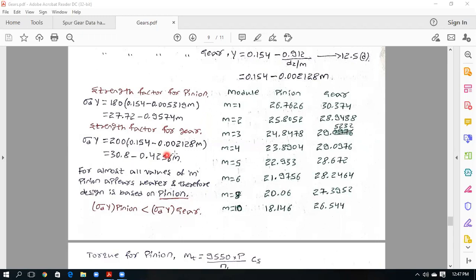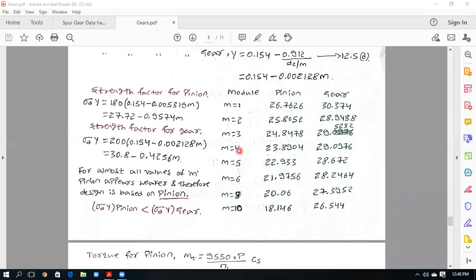When I take m is equal to 3 and substitute that, you will get the pinion strength factor as 24.84, whereas for the gear the strength factor you will get as 29.52. In the three cases you can see that, compared to the gear, in all the three cases the pinion is weaker. But from the three values of m we cannot decide.